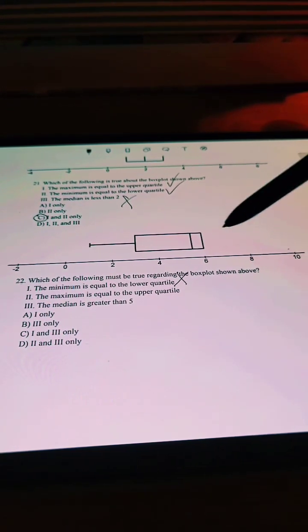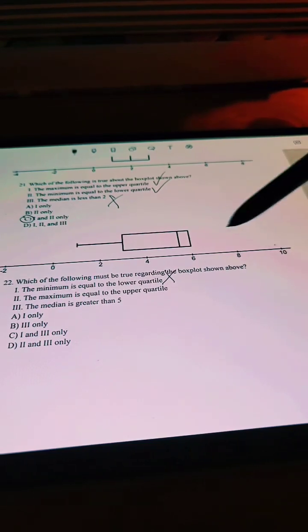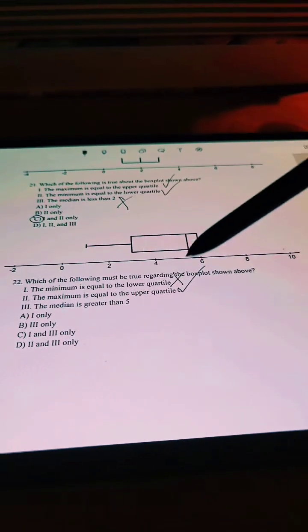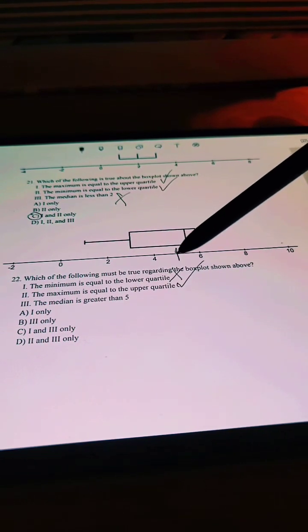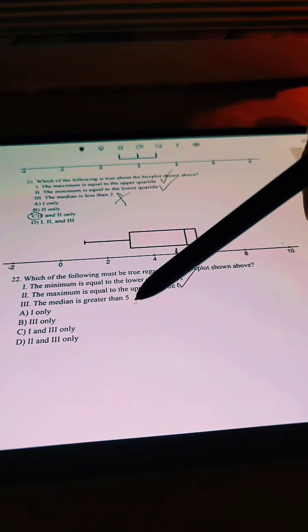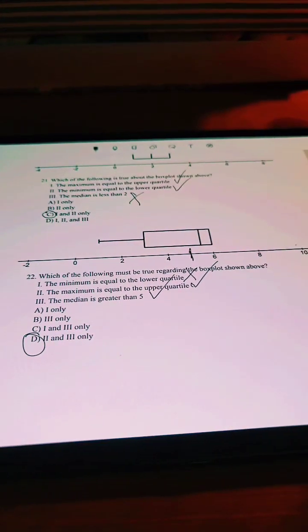So here, that tracks, that is true. We don't see any whisker up on this side. So that tracks. The median is greater than 5. That tracks as well, because halfway between 4 and 6 would be 5 right here, and it's a little bit above that. So it's going to be 2 and 3 only, D.